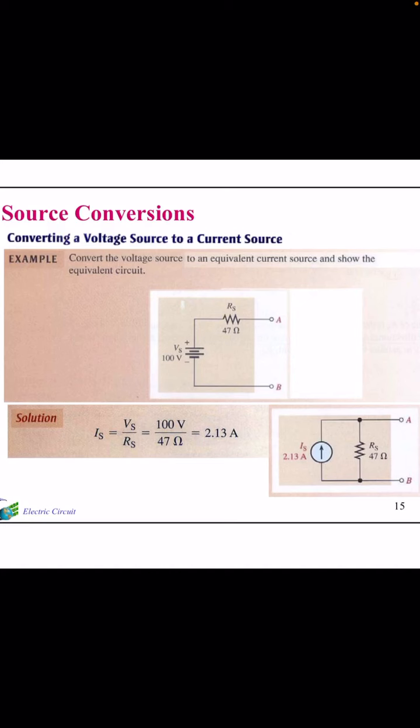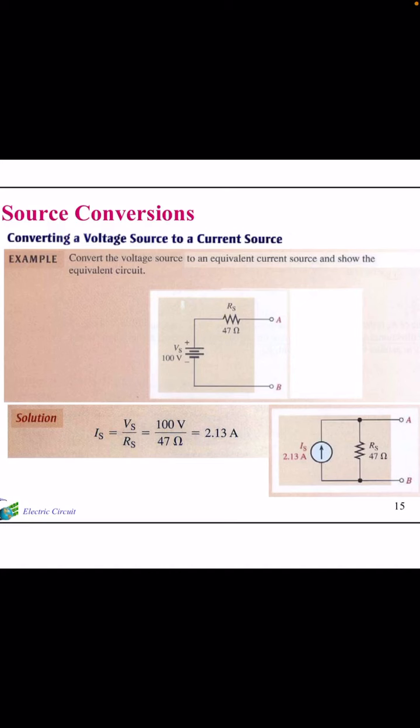Ideally it is 0, but practically it has a small value. So what we will do, first we will calculate the amount of current, which is given by Vs upon Rs. So it will be 100 by 47, which comes as 2.13 ampere.